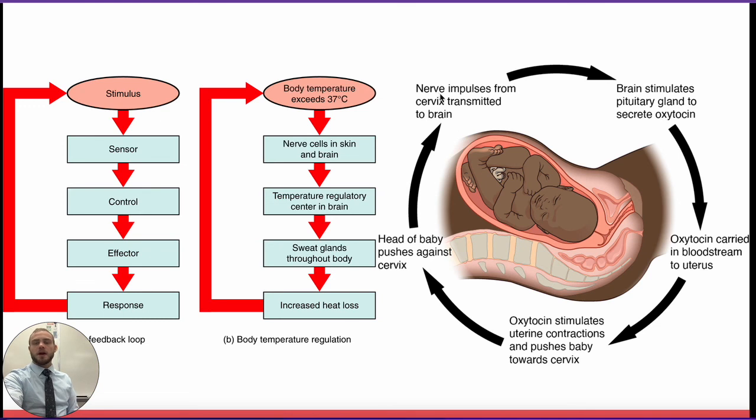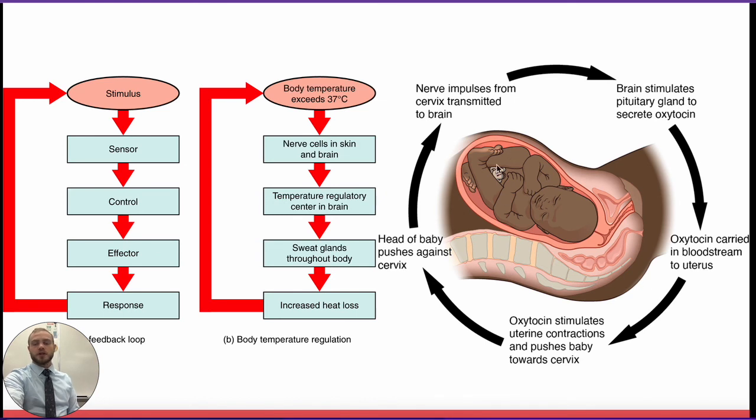That's going to cause nerve impulses to fire. They're going to basically receive a signal that that head is pushing against the cervix, and it's going to transmit that signal to the brain. The brain is going to then tell the pituitary gland that it needs to secrete a hormone known as oxytocin. Oxytocin gets carried by the bloodstream back to the uterus. Here, this is the uterus. And that oxytocin is going to stimulate the uterus to contract.